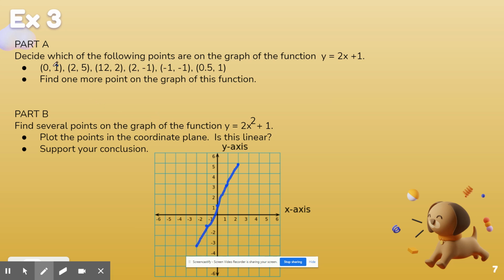And so once you have it, you check the points. 0, 1. Well, 0, 1 is right here, right? So that one for sure is. 2, 5. Oh, 2, 5 is right there. That one is.